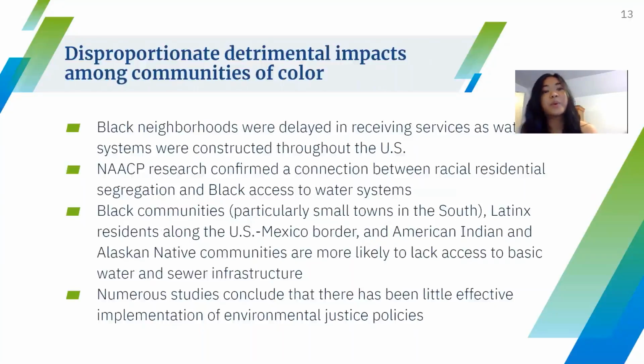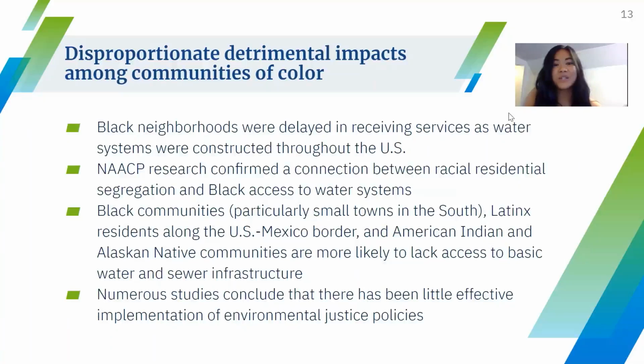The second problem is disproportionate detrimental impacts among communities of color. So when water systems were constructed throughout the US in the 20th century, Black neighborhoods were delayed in receiving services. Research by the NAACP confirmed a connection between racial residential segregation and Black access to water systems. Black communities, Latinx residents along the US-Mexico border, and American Indian and Alaskan Native communities are more likely to lack access to basic water and sewer infrastructure. Numerous studies have concluded that there has been very little effective implementation of environmental justice policies.